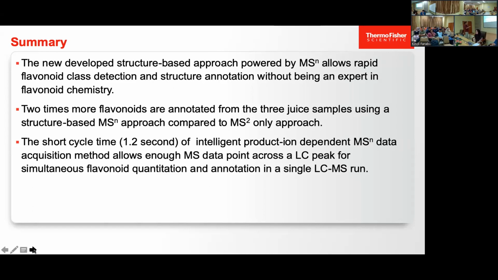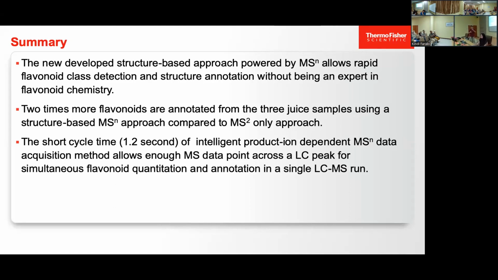Okay, and you can detect more compounds, and then you can carry on with analysis of more samples. Okay, so the cycle time is longer for the mass spec acquisition, so it will form an intelligent product ion dependent acquisition. So based on certain sugar moiety losses, it will be able to trigger.